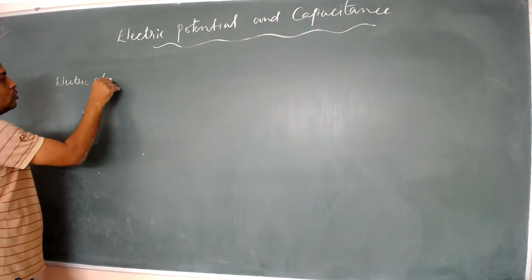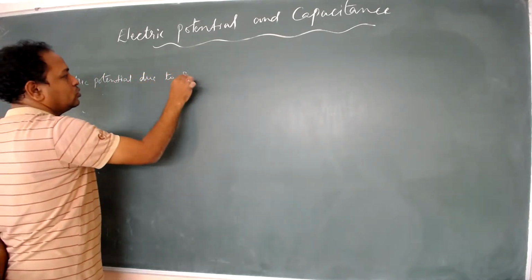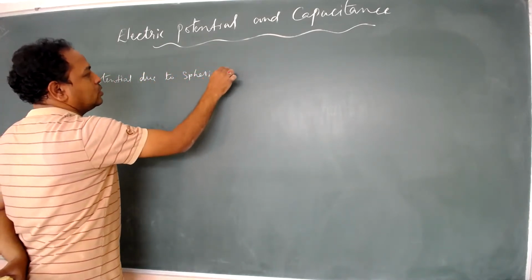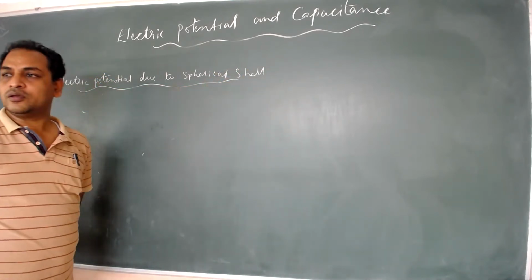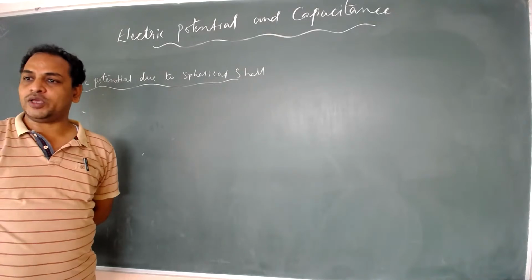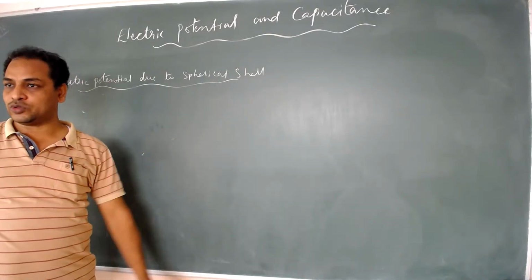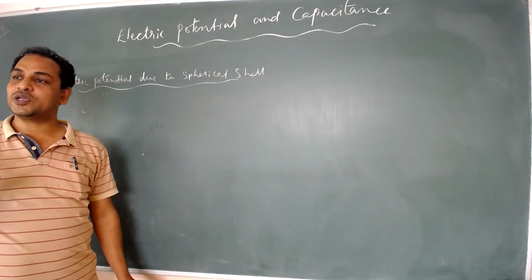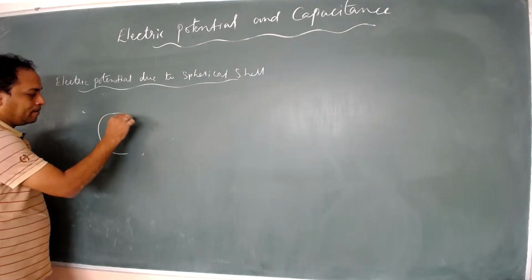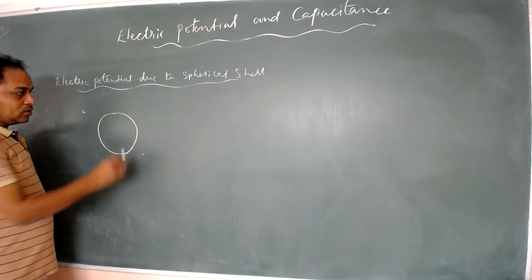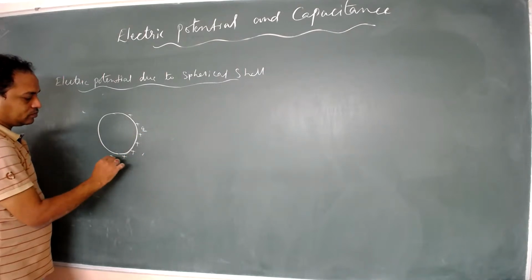Electric potential due to a spherical shell. This formula is useful for solving problems. Problems में ये use होता है. Spherical shell का electric potential कैसा होता है? Spherical shell बोले तो suppose मैंने ऐसा एक shell ले लिया. Suppose this is a shell. इसके ऊपर charge. Suppose this is a charge Q on the surface.